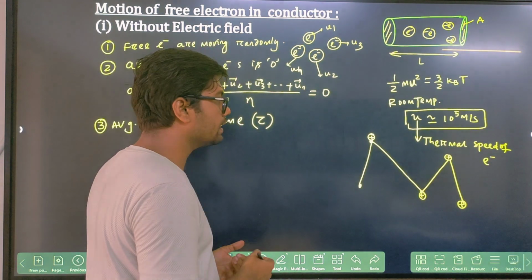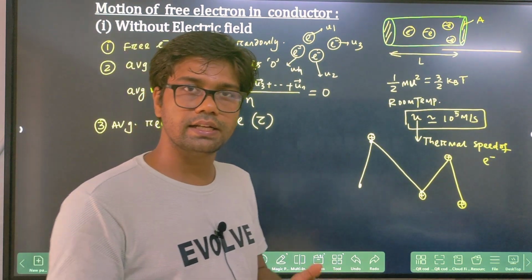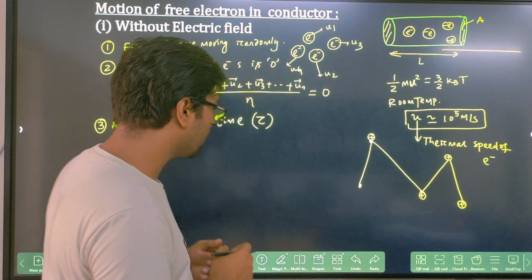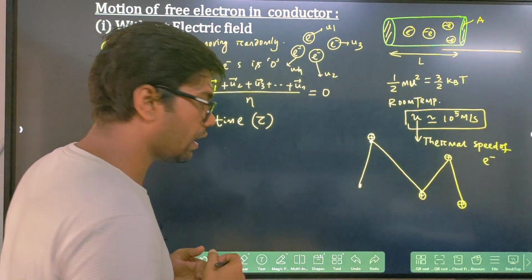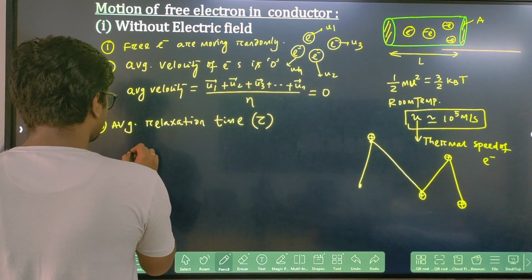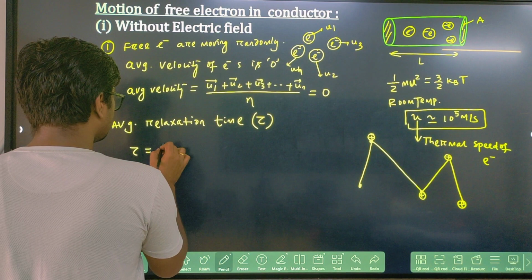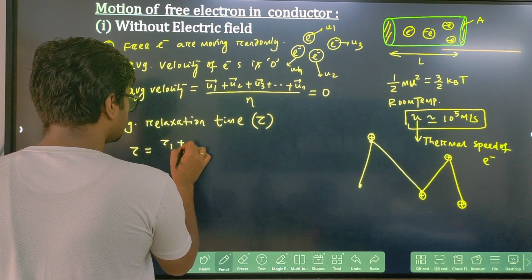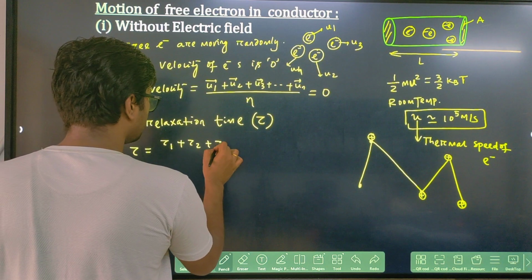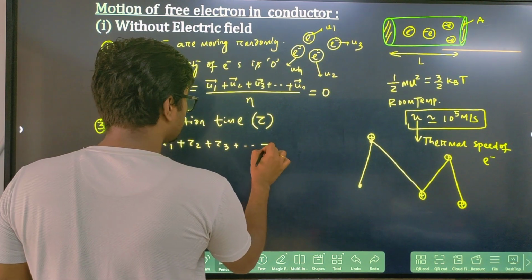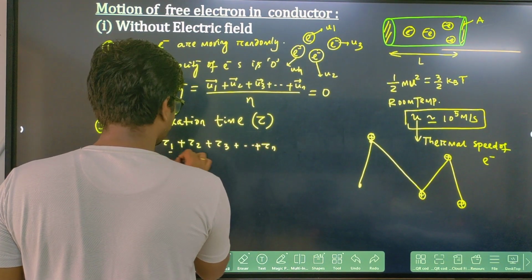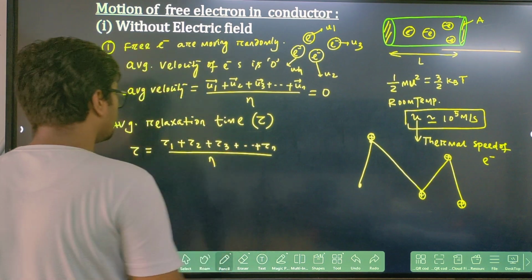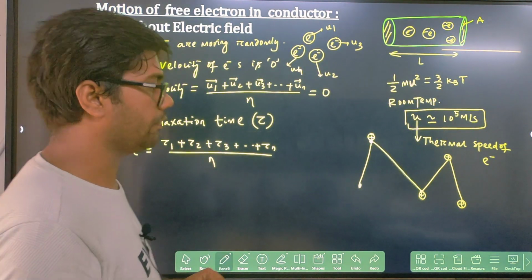Let's say the first electron is taking tau 1 time. Clear? And the second electron is taking tau 2 time, like that. So you can say that tau, that is the average relaxation time, equals relaxation times tau 1 plus tau 2 plus tau 3 up to tau n, divided by n. This is called your average relaxation time.